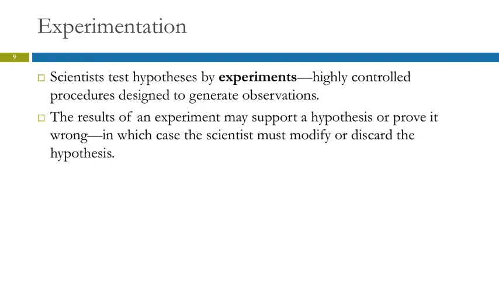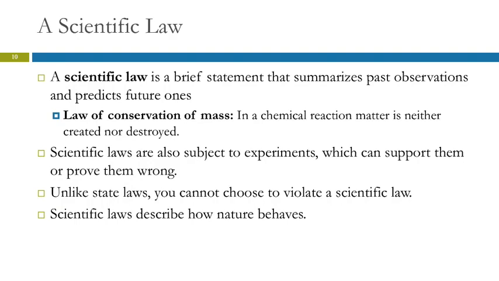So after the experimentation, ultimately is the formulation of laws and theories. And it's important to understand the difference between laws and theories. A scientific law is a brief statement that summarizes past observations and predicts future ones. A law says what happens. If I do this, then this will happen.